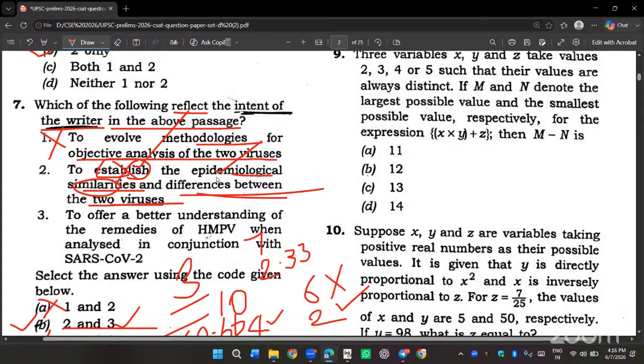For example, in our class, what I say, student A is studying better than other students B, C, D, E, F. That is my statement. What is my intent? I just say the difference between the students.